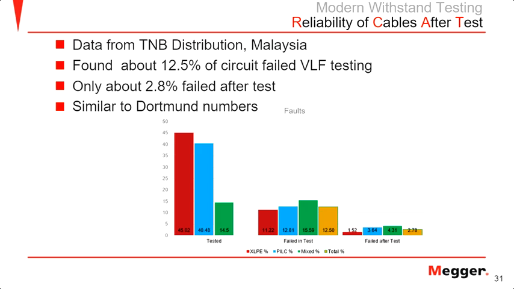Now, reliability data of cables after the test, data from TNB distribution again confirms those Dortmund numbers. Only 2.8% of the tested cables failed after they were put into service. So that 97% reliability, again, confirms those numbers, and it is similar to the Dortmund numbers. So failed after the test, this is what you are looking at. It is a very low number. So again, you have your good estimation that most of the cables that survive that VLF test are likely to be reliable.